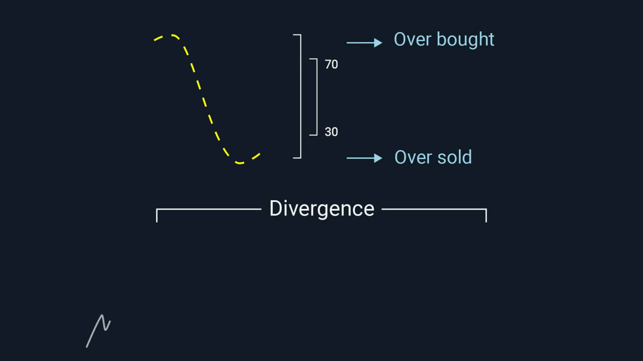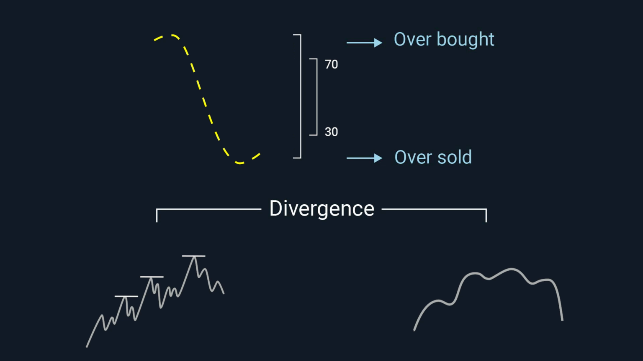Divergence occurs when the price makes a new high or low, but the RSI doesn't follow along, signaling a possible reversal. For example, if the price forms higher highs, but the RSI makes lower highs, it suggests that the bullish momentum is weakening and a drop could follow.